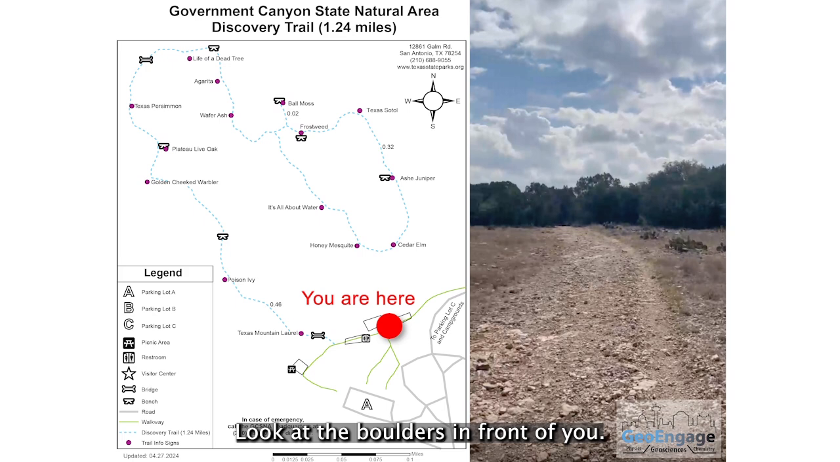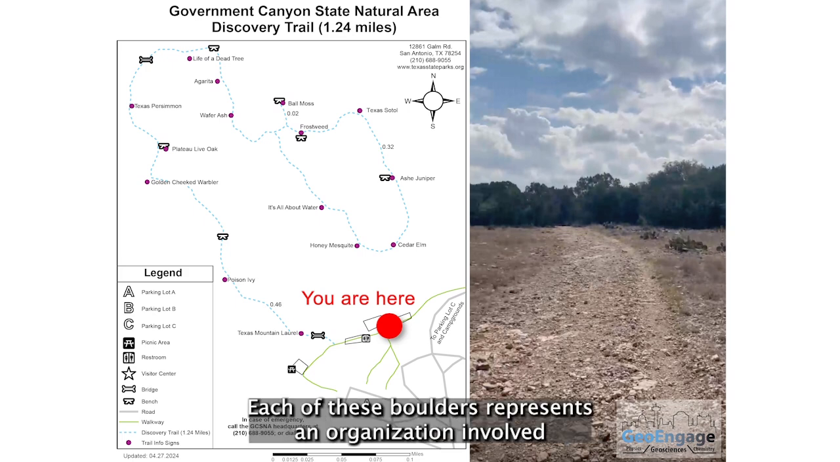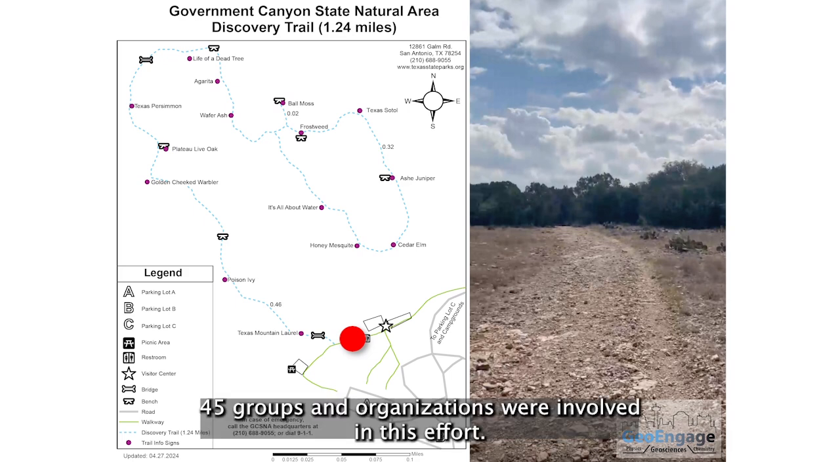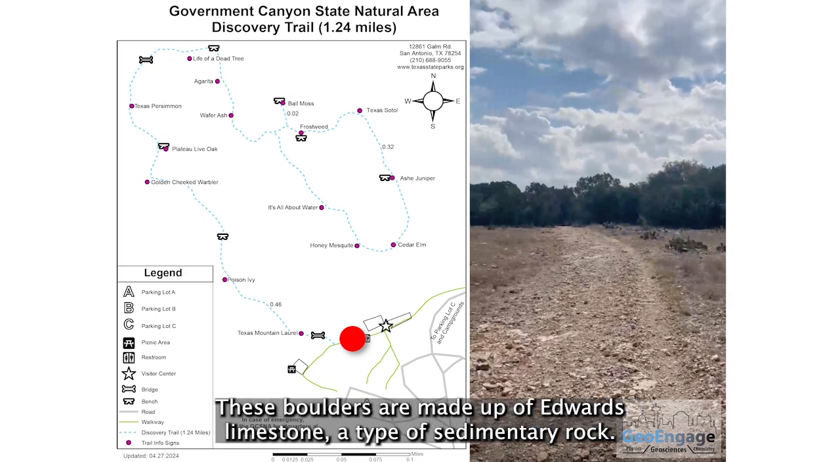Look at the boulders in front of you. Each of these boulders represents an organization involved in the creation of Government Canyon State Natural Area. 45 groups and organizations were involved in this effort. These boulders are made up of Edwards limestone, a type of sedimentary rock.